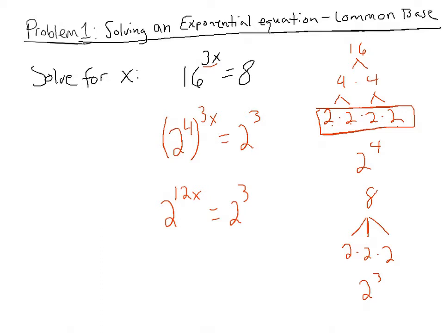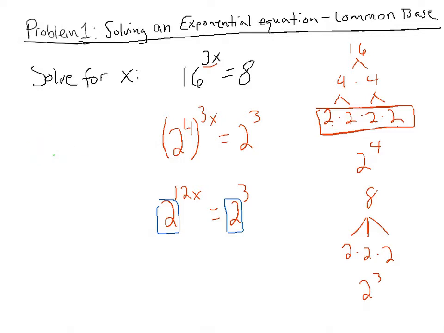Now, notice that I have the same base. So the base here is 2. The base here is 2. Now, if I have the same base equal to another term with the same base, we know that their exponents must be the same. So for example, let's do another one without a variable. If we had 2 to the power of 4, and I gave you that the base over here was 2, you would also know that its exponent would have to be 4. Otherwise, those sides would not be equal to each other.